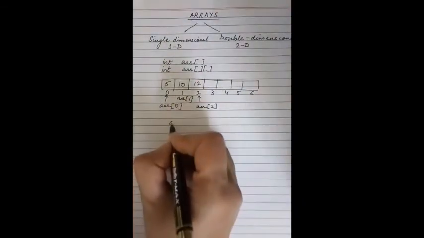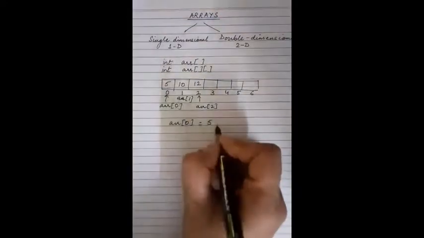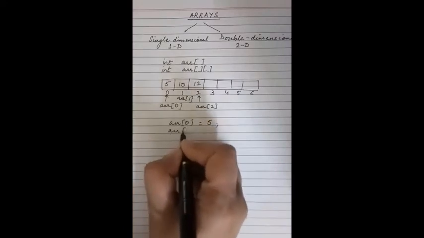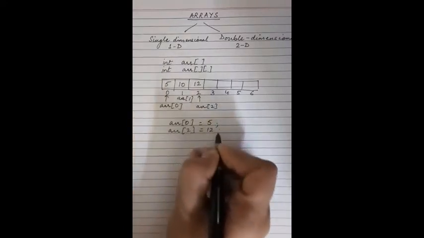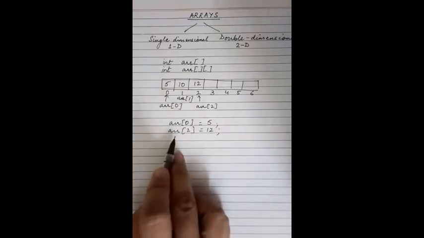How do we refer? How do we initialize? ARR 0 equals 5, like this, and semicolon. How do we initialize at position 2? ARR at position 2 equals 12, like this. This is how we initialize into a single dimensional array.